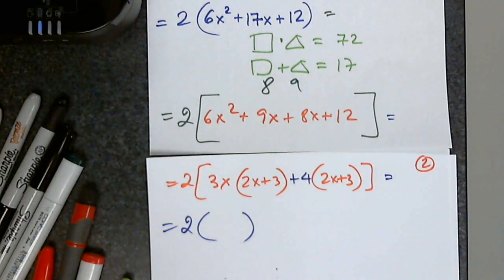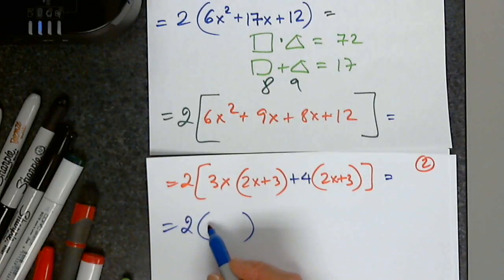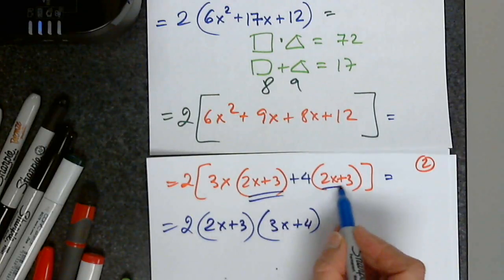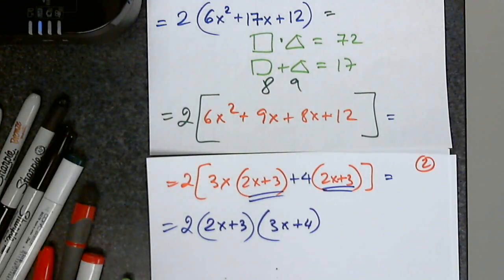The common factor now is 3x plus 4, and 3x plus 4. The common factor is this. I pull it in front and then 3x plus 4. It doesn't matter if you write it as 3x plus 4 times 2x plus 3. It's the same thing. Good.